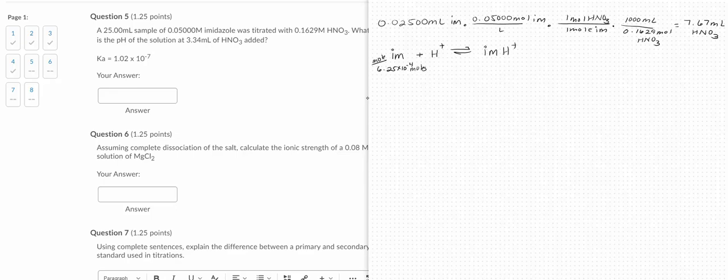Now, that's moles. So for the hydrogen ion, because I'm adding a strong acid, 0.00334 times 0.1629, I have 5.44 times 10 to the negative 4 moles of that hydrogen ion that I'm adding. So I'm going to be taking those moles away from the imidazole, and I'm going to be adding those moles to the protonated imidazole. Now, when I do that, I end up using all of these moles, so that goes to 0.